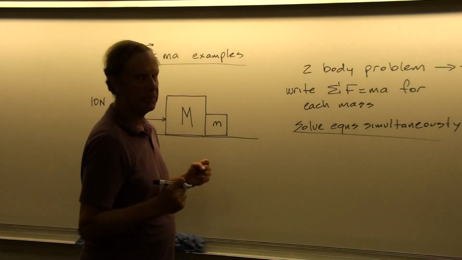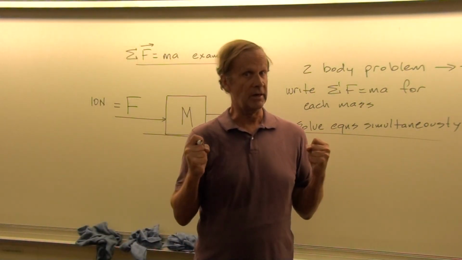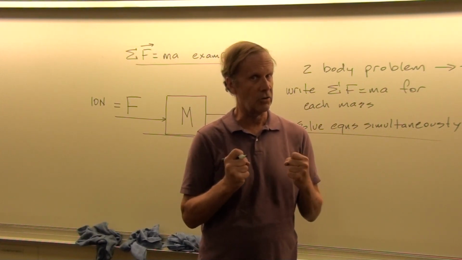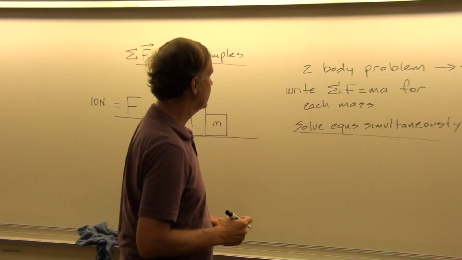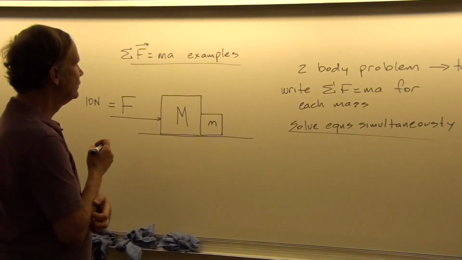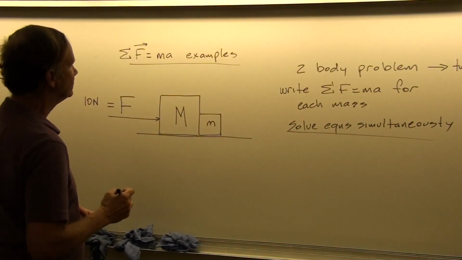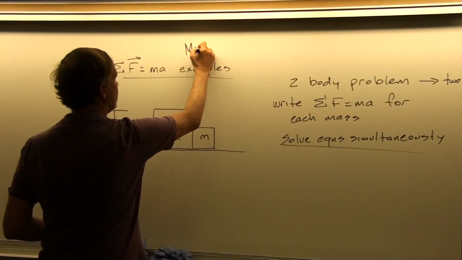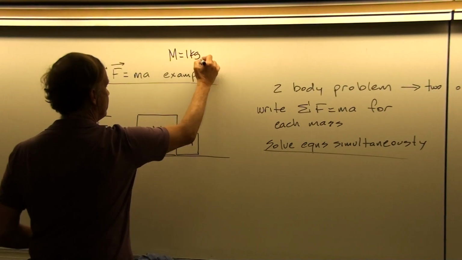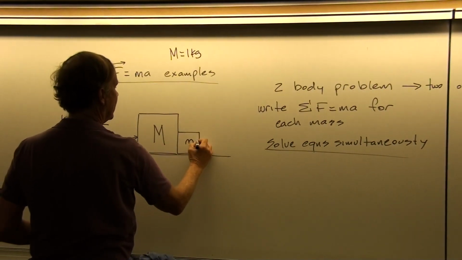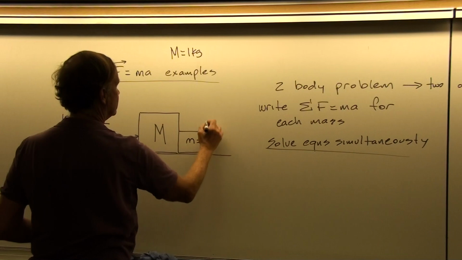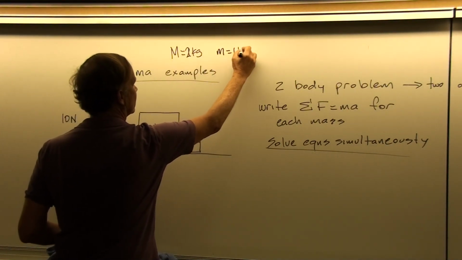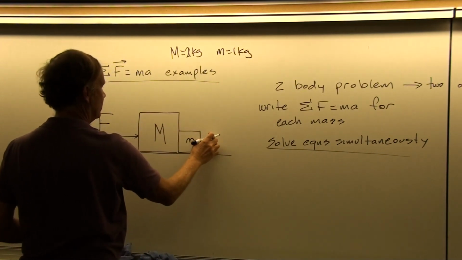Other examples of coupling could be, let's say, a string that connects the two masses together. As long as the string doesn't go slack or break, we have coupling there as well, so that they move together as a single object. So in this case, let's say that the large mass, big M, is equal to 2 kilograms, and the little mass, little m, let's make 1 kilogram, just so that the numbers are a little easier to work with.